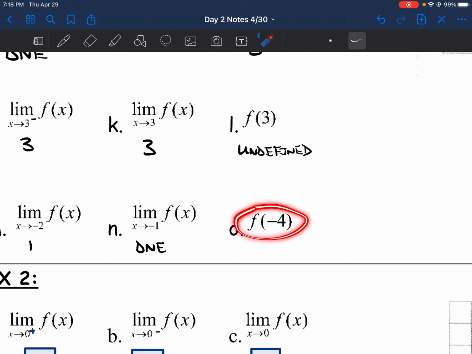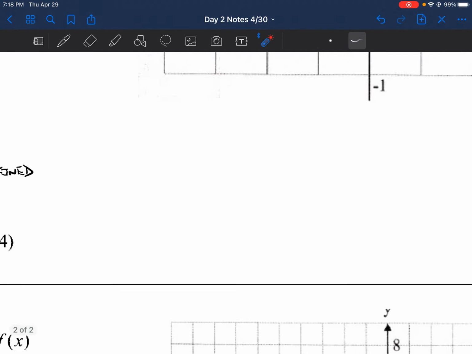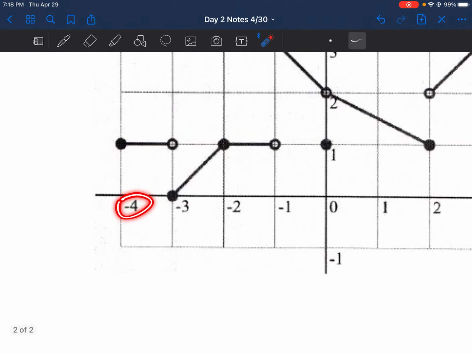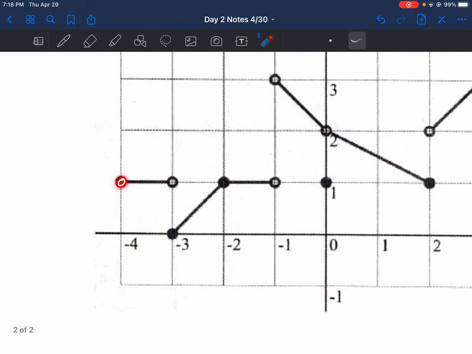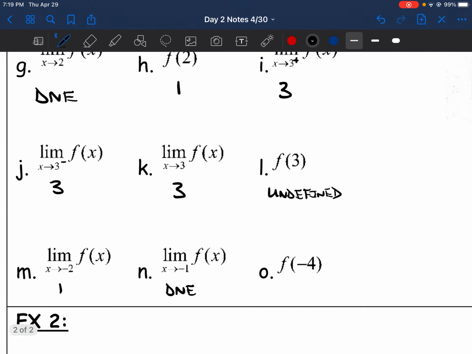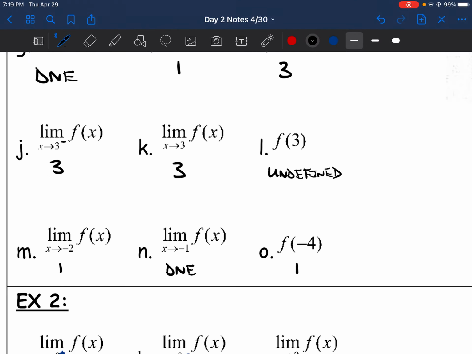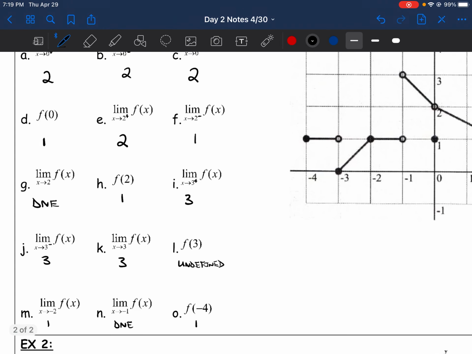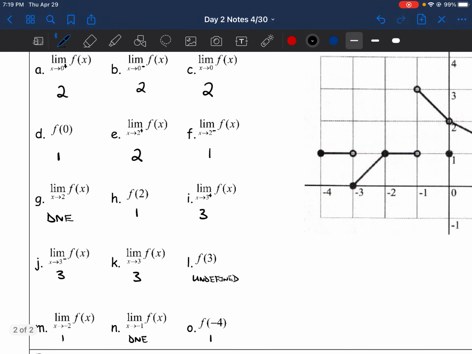And then lastly, let's look at the function value at negative 4. So f of negative 4, here's negative 4. Notice that we do have a filled-in circle right here. So f of negative 4 is going to be equal to 1. All right, so that's been this example, bunch of left-sided, right-sided limits, some function values, just good overall examples.